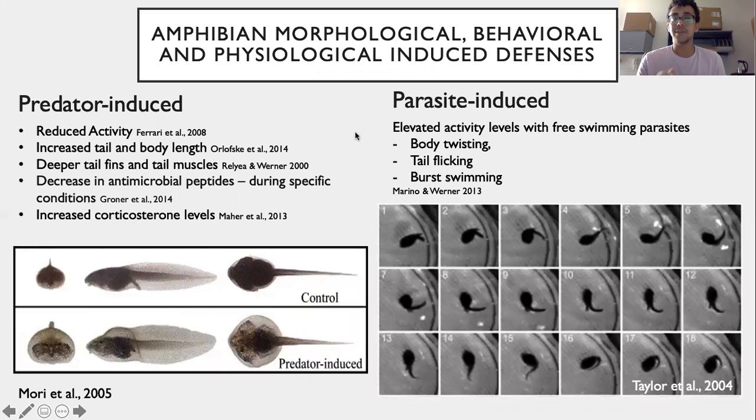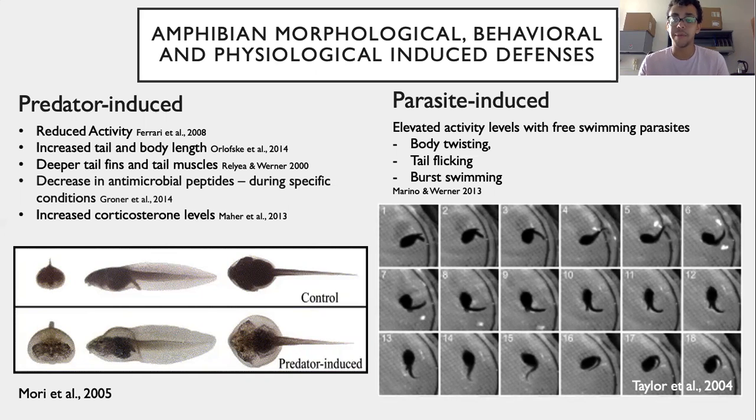So amphibians are also able to change their morphology, behavior, and physiology in the presence of predators or parasites. One such example is with predators. Certain amphibians, like we saw, reduce their activity, but they can also grow deeper tail fins and stronger tail muscles to avoid predation. They've also been shown to decrease antimicrobial peptides during specific conditions, when they have to change their morphology. So this is a trade-off they make in this situation as well. And this is one case that I found in a lit review that I'll get to later.